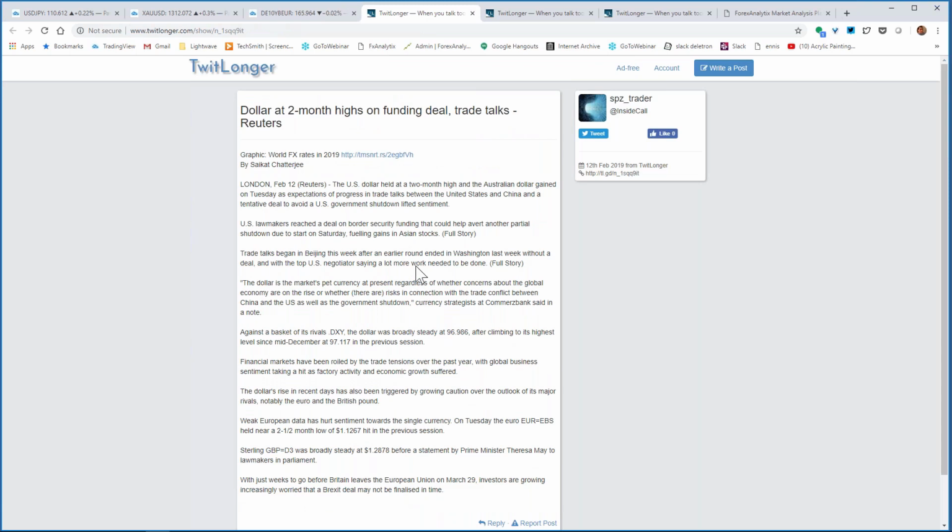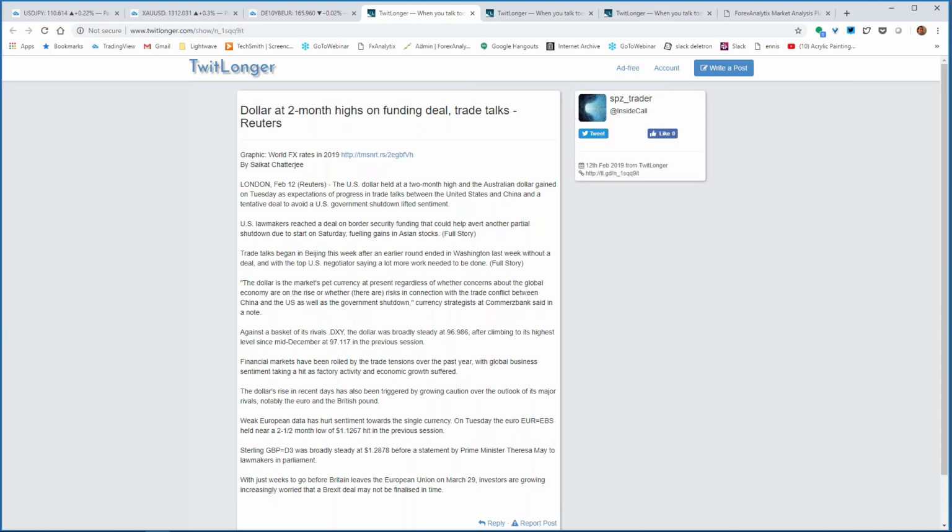And on to the dollar at a 2-month high on the funding deal. The dollar held at 2-month highs, and the Aussie dollar gained on Tuesday as expectations of progress in trade talks between the U.S. and China and a tentative deal to avoid a government shutdown lifted sentiment. The dollar is the market's pet currency at present, regardless of whether concerns about the global economy are on the rise or wane, given the connection with the trade conflict between China and the U.S. as well as the government shutdown.